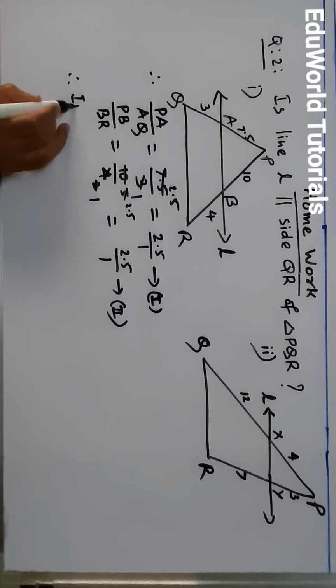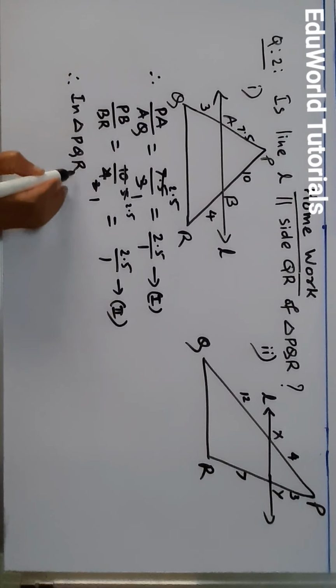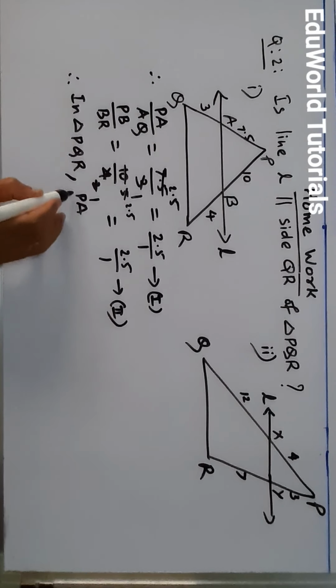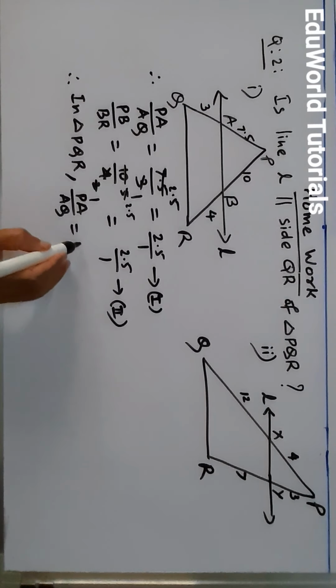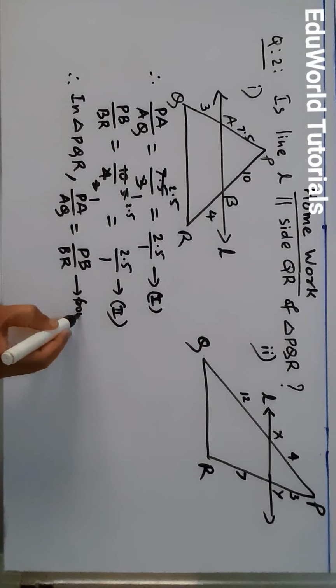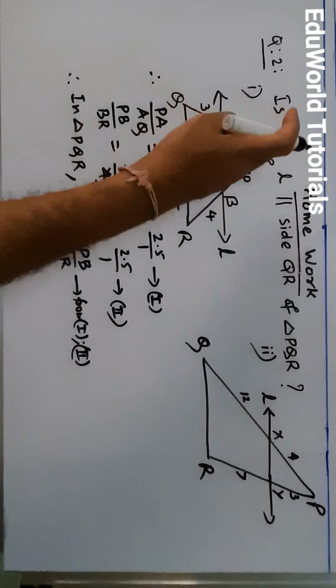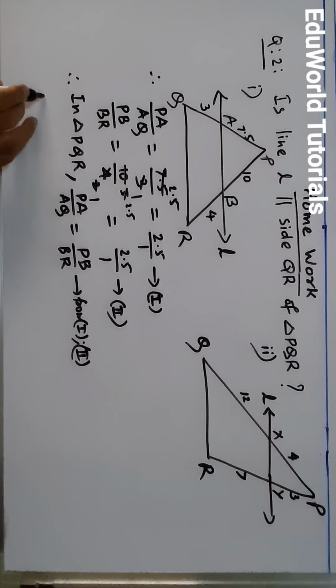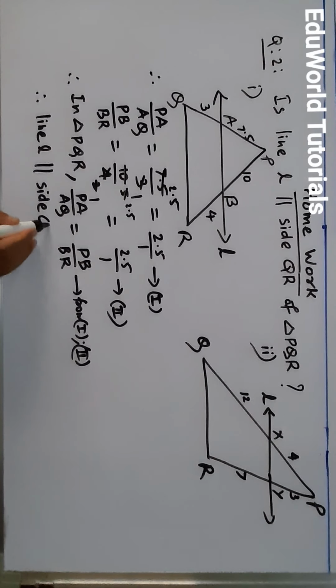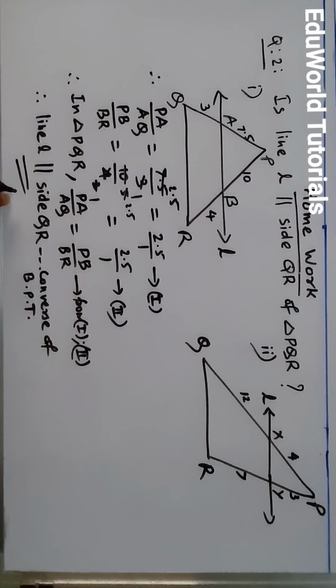Therefore in triangle PQR, what do we see? We see that ratio PA upon AQ is equal to ratio PB upon BR. This we get from 1 and 2. That means line L divides the two sides in the same ratio, and therefore what we can say, that line L is parallel to side QR. Reason, converse of basic proportionality theorem. This is how, so in the first figure we have line L parallel to side QR.